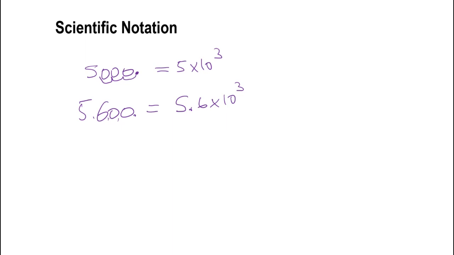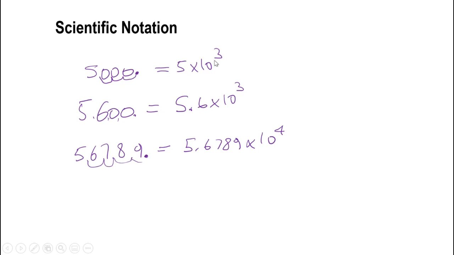We move the decimal point to the last digit. Let's say if I have 5, 6, 7, 8, 9, and then I want it in scientific notation. That means like I have 56,789. The decimal point is here. I move it once, twice, 3, 4. It will be 5.6789 times 10 to 4. So this is how we write scientific notation.